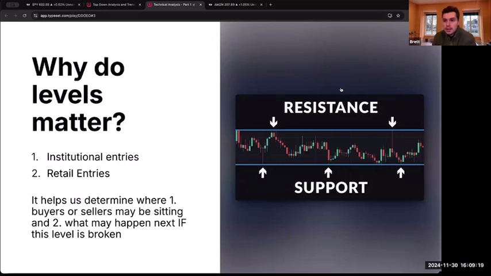I want to get in Tesla at the best price possible. What are those traders going to do? They're going to look at the chart, run an algo, and try to find the optimal entry point of the day. That optimal entry point of the day is your level. That's why levels matter, not even really because of retail entries, but mostly because of institutional entries.